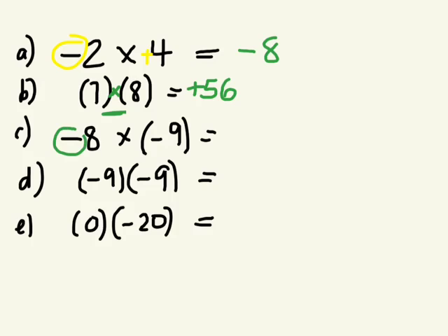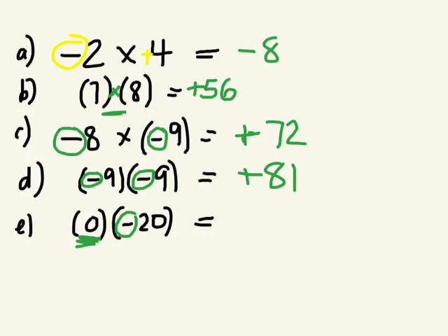Here we have a negative times a negative, so you know the answer will be positive. Good. And 9 times 8, 72. Good. And then we have negative times a negative again. Is it positive? 9 times 9? 81. 81, good.